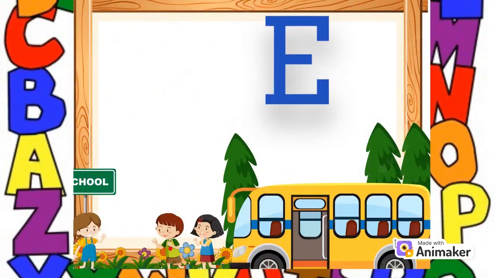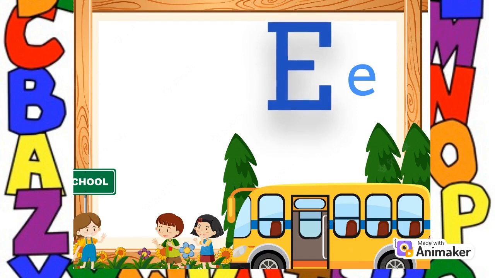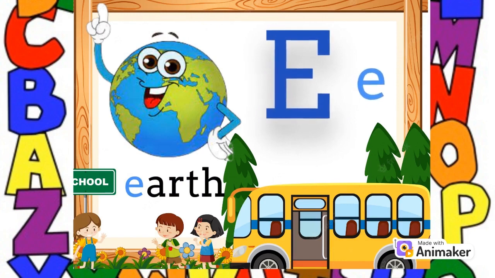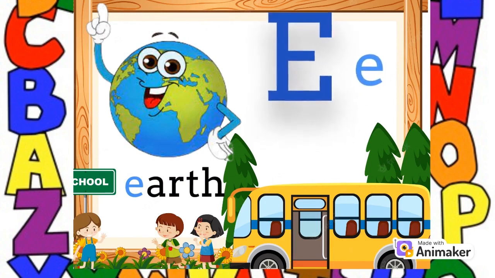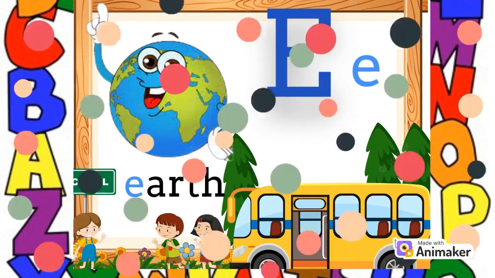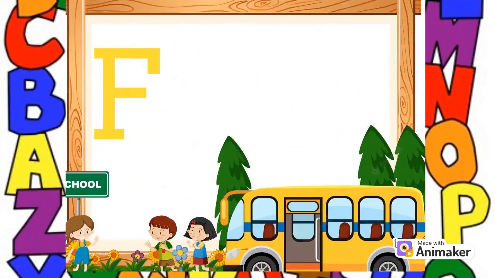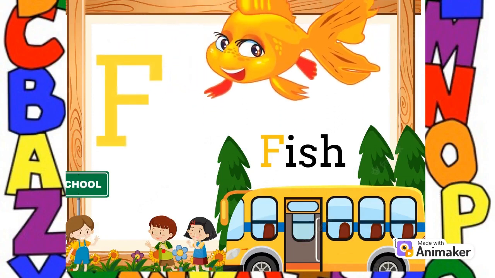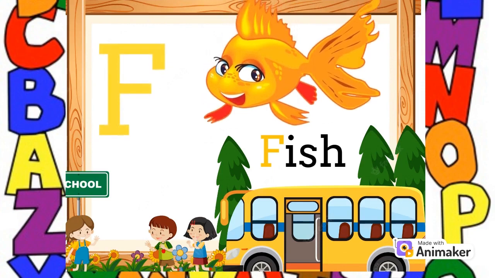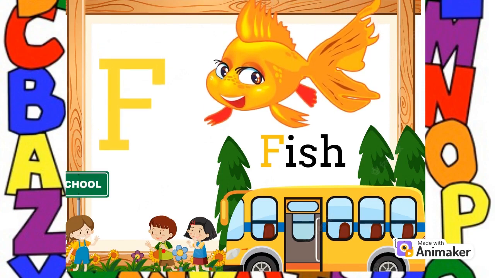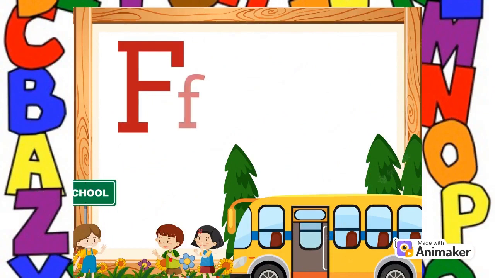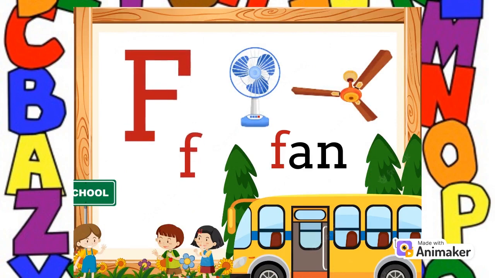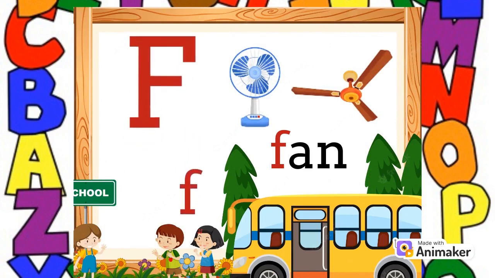E. Capital E. Small e. E for earth. E. A. R. T. H. Earth. F. Capital F. F for fish. F. I. S. H. Fish. F. Capital F. Small f. F for fan. F. A. N. Fan.